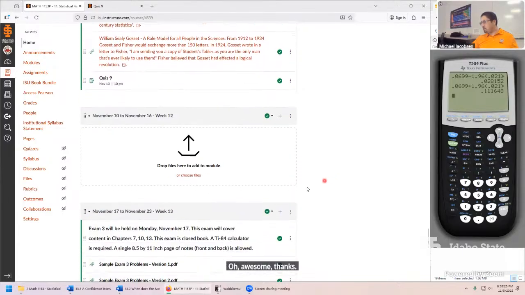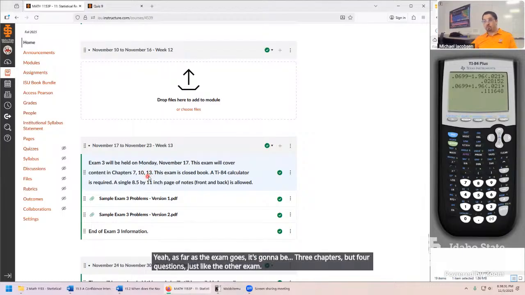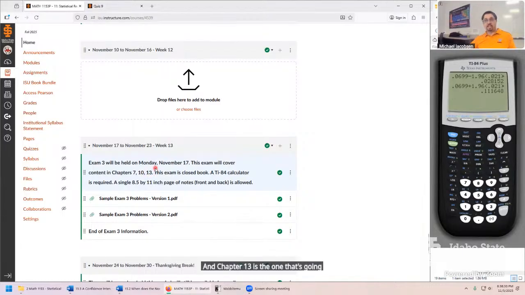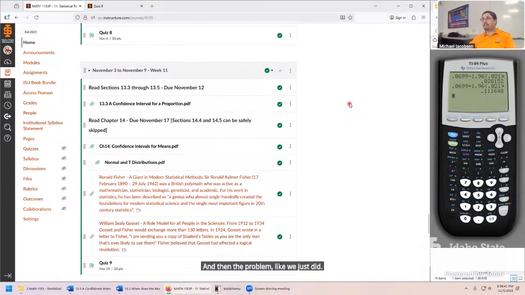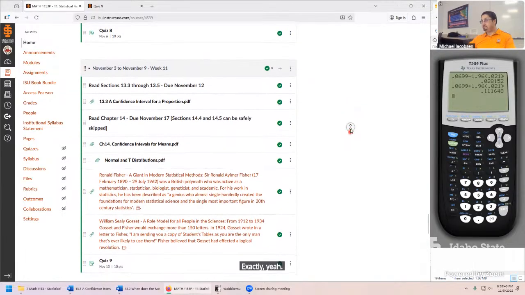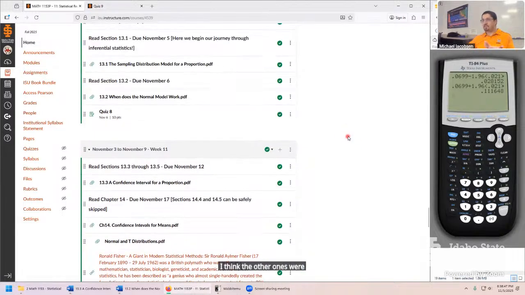Yeah, as far as the exam goes, it's going to be 3 chapters, but 4 questions, just like the other exam. And chapter 13 is the one that's going to have 2, the condition checking, and then the problem like we just did. Oh, it's good. Exactly, yeah. I think the other ones were 4. I'm honestly starting to forget.